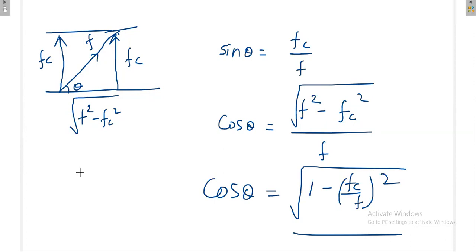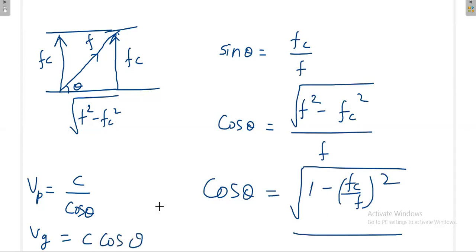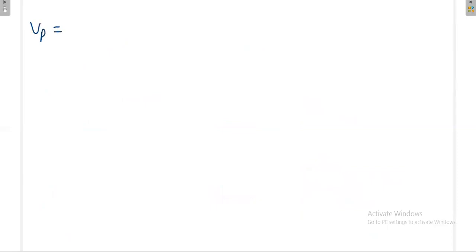So from this, it is very clear: the phase velocity, c divided by the square root of 1 minus (fc divided by f) whole square, can be written as c divided by cos theta. Similarly, the group velocity can be written as c into cos theta. Somebody tell me, what is the range of theta?